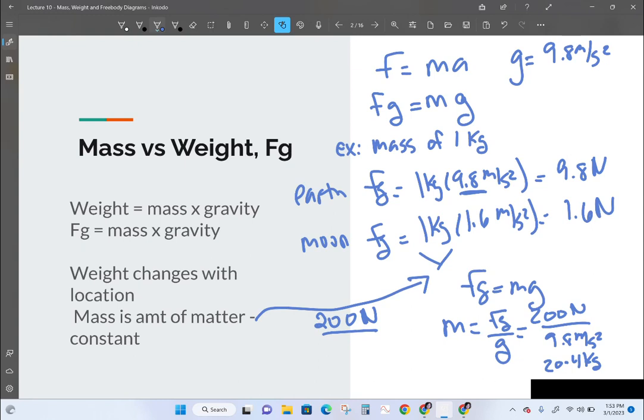If I had said instead that this is a 200 kilogram object, you should recognize that as the mass, and that to find the weight would simply be 200 kilograms times 9.8, which is 1960 newtons. So this is something that you need to be able to go back and forth from.